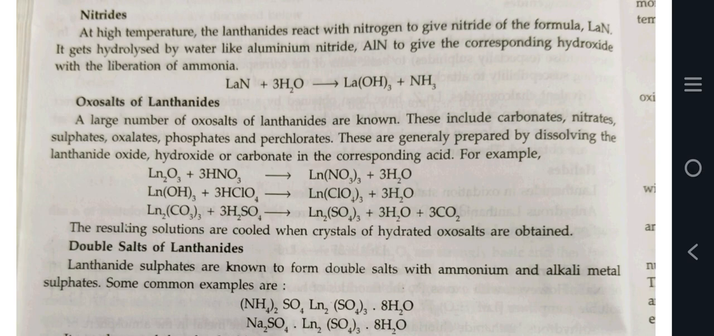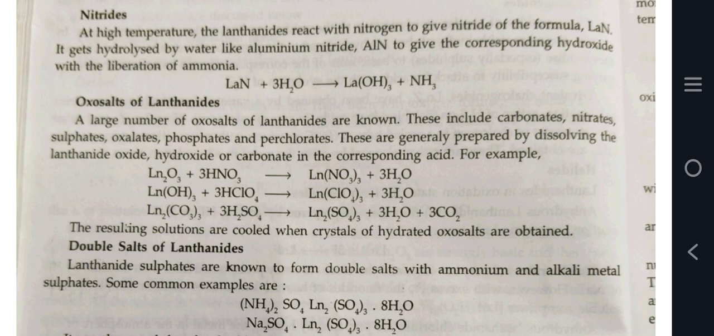Oxosalts of lanthanides. A large number of oxosalts of lanthanides are known. They include carbonates, nitrates, sulfates, oxalates, phosphates, and perchlorates. They are generally prepared by dissolving the lanthanide hydroxide or carbonate in the corresponding acid, for example, as given below. The resulting solutions are cooled, when crystals of hydrated oxosalts are obtained.